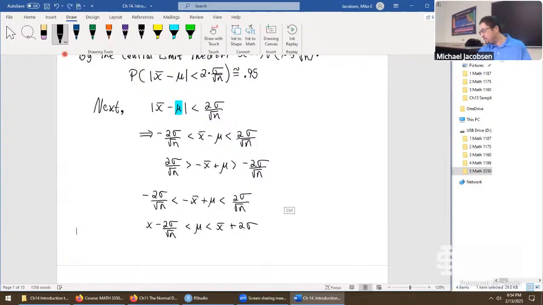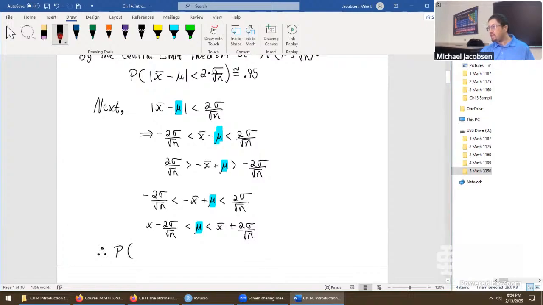That's a terrible sigma. Let me fix that. 2 sigma over the root of n. And now we have mu in the middle here. We can now say, therefore, probability. This is a lot to write in. This is a more compact statement for sure, but this is what we're obtaining. Forgot the bar on this one, don't forget that.